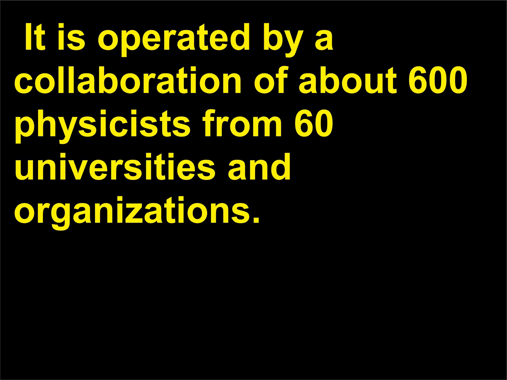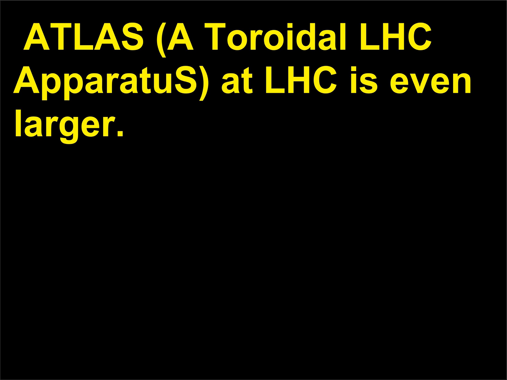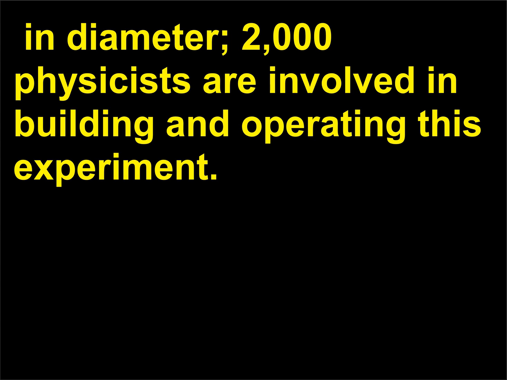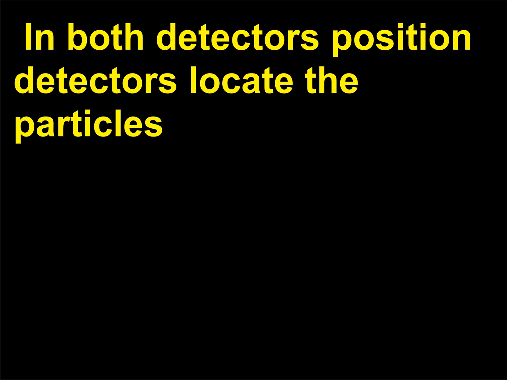It is operated by a collaboration of about 600 physicists from 60 universities and organizations. ATLAS, a Toroidal LHC Apparatus, at the LHC is even larger. It weighs 7,000 tons, is 44 meters, 144 feet, long and 25 meters, 82 feet, in diameter. 2,000 physicists are involved in building and operating this experiment. In both detectors, position detectors locate the particles close to where they are produced in the beam line.